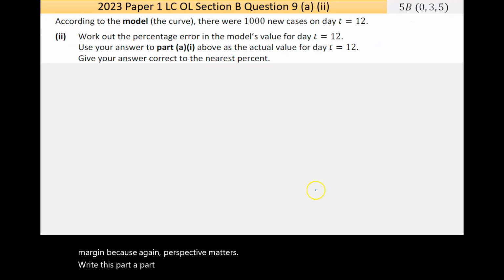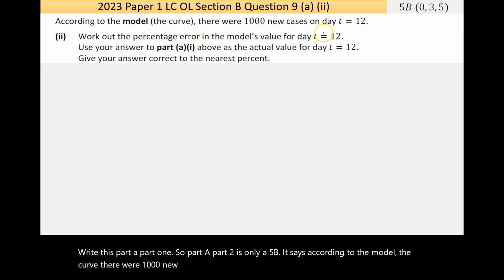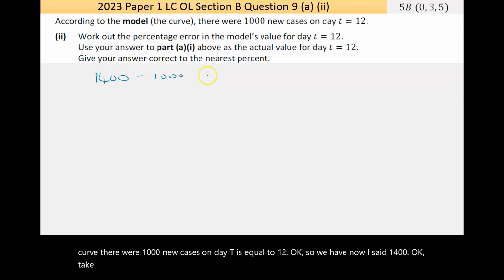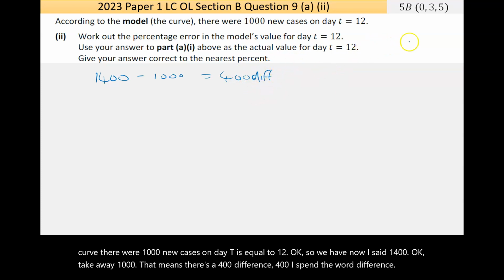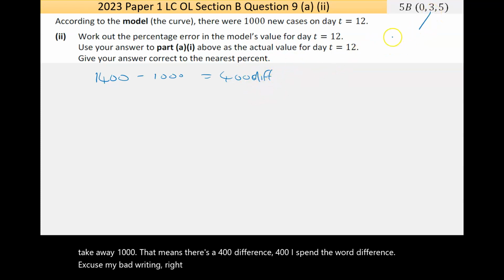So part A, part 2 is only a 5B. It says, according to the model, the curve, there were 1,000 new cases on day t equals 12. Okay, so we have, now I said 1400. Take away 1,000. That means there's a 400 difference. Let's put the word difference. Excuse my bad writing. Right away there, I have the 3B. That's the correct relevant step, clear as day.